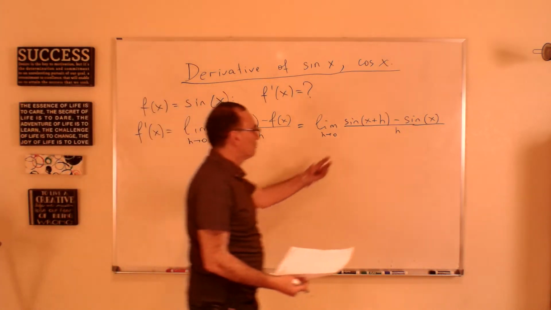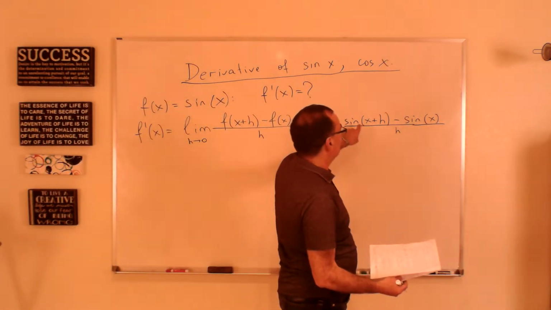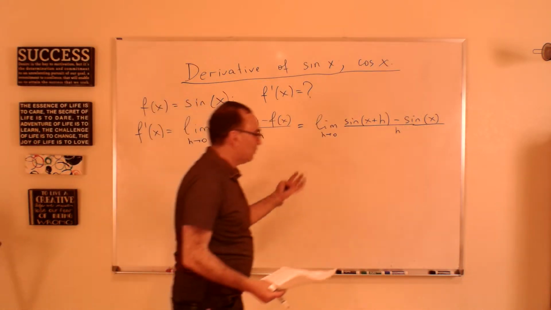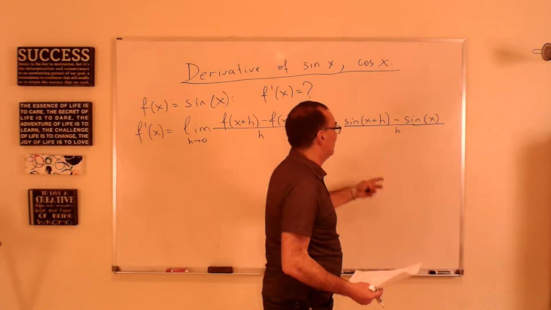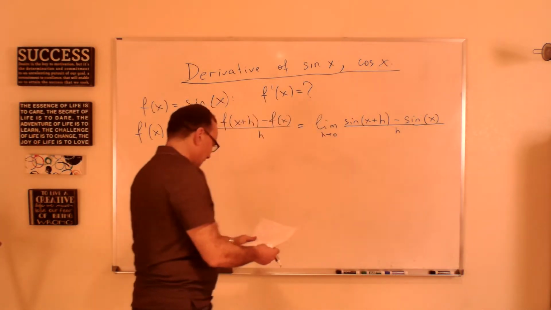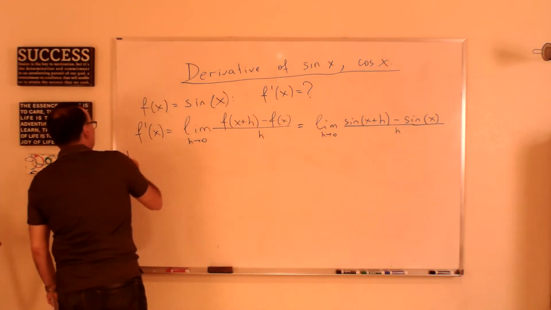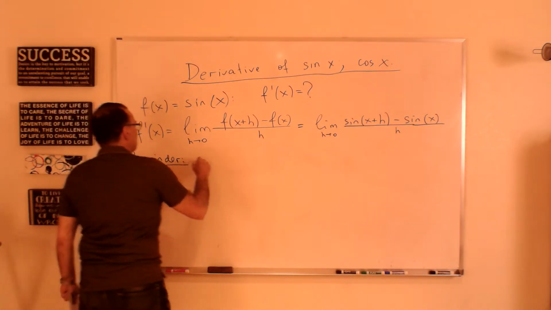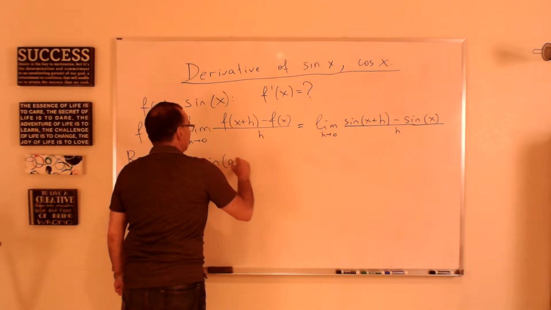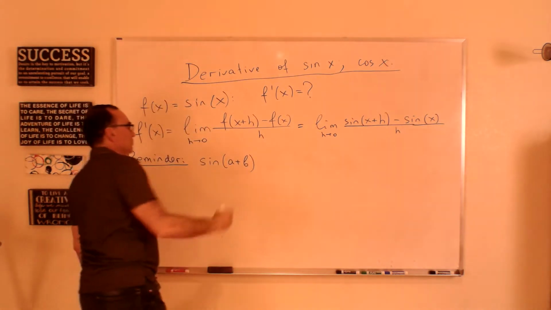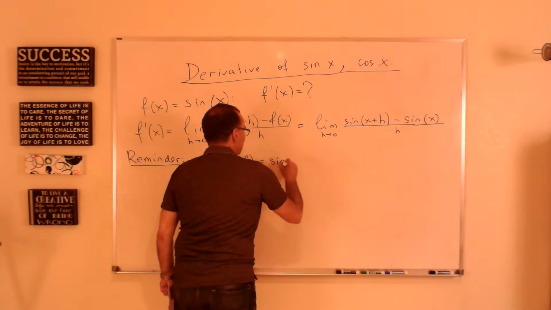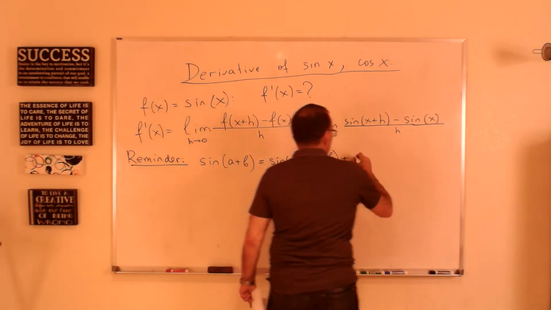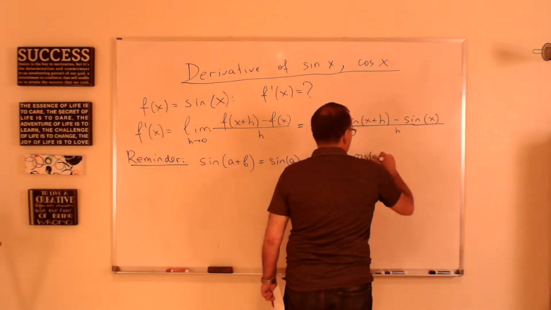Well, we have to use some formulas from trigonometry, like how to expand sine of x plus h. Similarly to a formula from algebra that we knew how to expand x plus h squared. Now it's a different one. It's sine of x plus h. So let me remind you the corresponding formula from trigonometry. Sine of a plus b. The formula goes, it equals sine of a times cosine of b plus cosine of a times sine of b.